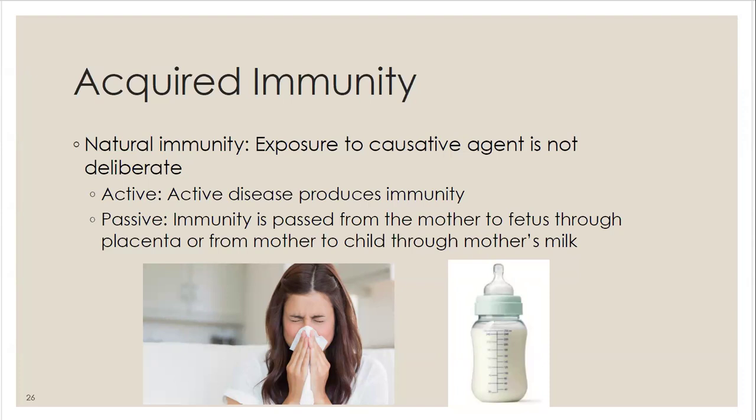Passive immunity occurs when antibodies are transferred from one individual to another without involving the recipient's immune system directly. An example of this is a mother transferring antibodies to her baby through the placenta during pregnancy or through breast milk after birth. Things we want to remember about natural immunity: passive natural immunity provides immediate but short-term protection, and active natural immunity requires time to develop but offers long-lasting protection.